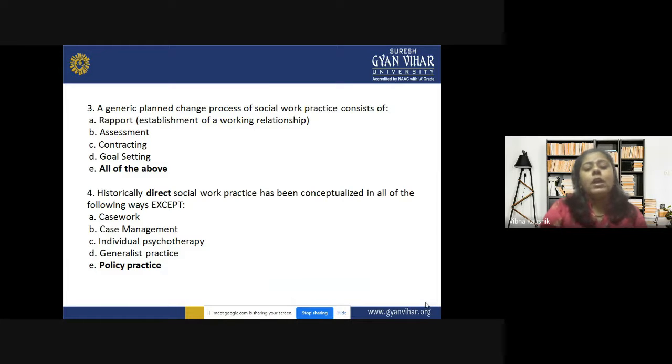Now, the fourth one: historically, direct social work practice has been conceptualized in all of the following ways except. Now, the options are A, casework; B, case management; C, individual psychotherapy; D, group work practice; or E, policy practice. So, these are the options, students, and now you have to select the correct answer on the basis of the given choices, and the correct answer will be option E, that is policy practice.